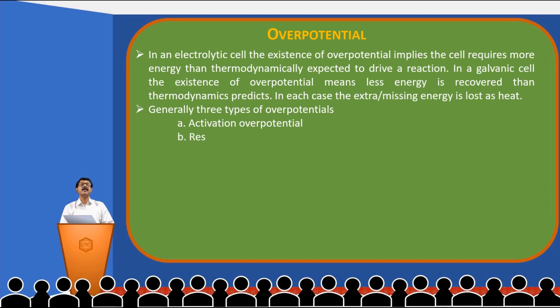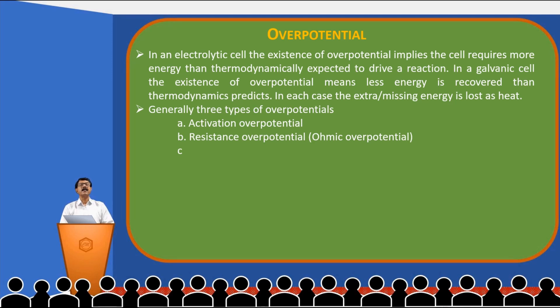The second one is the resistance overpotential. It is also known as ohmic overpotential. Resistance overpotential generally arises from the passage of electric current through an electrolyte solution surrounding the electrode.